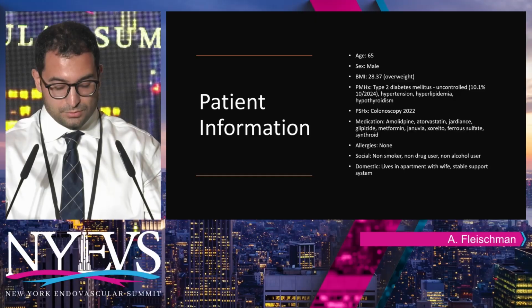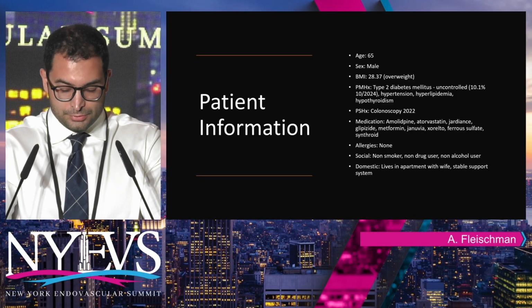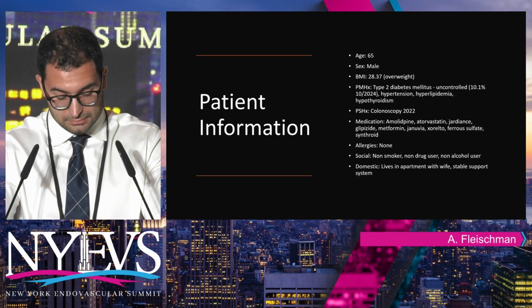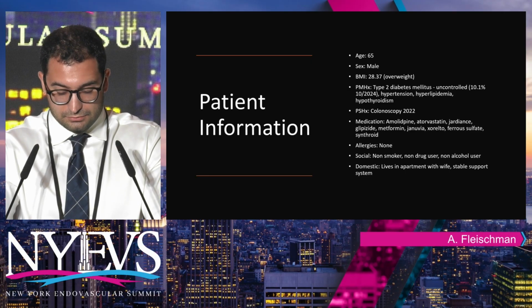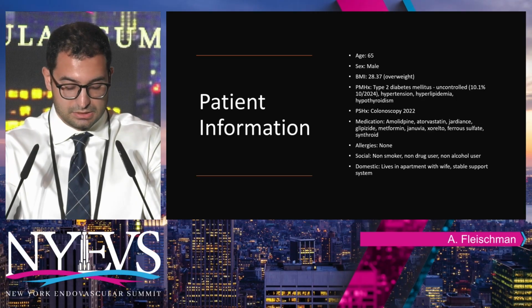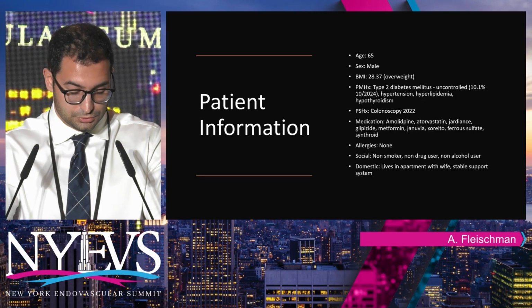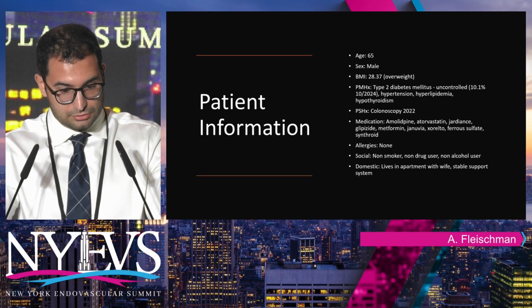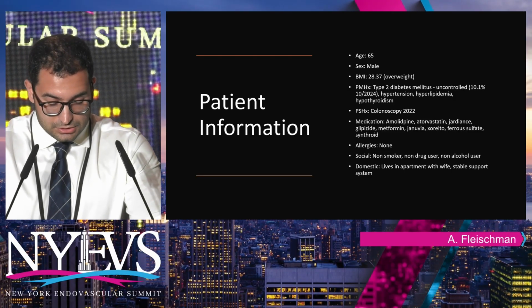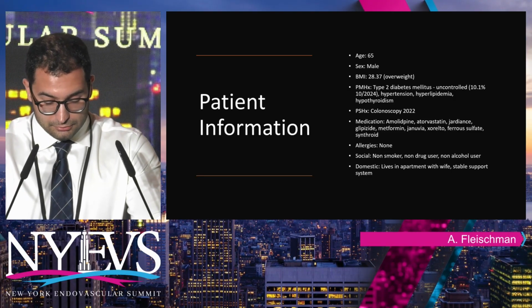All right. So we have a 65-year-old male with a body mass index of 28.37, classifying him as overweight. Past medical history was significant for uncontrolled type 2 diabetes mellitus. 10.1% was his last hemoglobin A1C out of October 2024. It's since been increasing while under our management. He also has a history of hypertension, hyperlipidemia, and hypothyroidism.